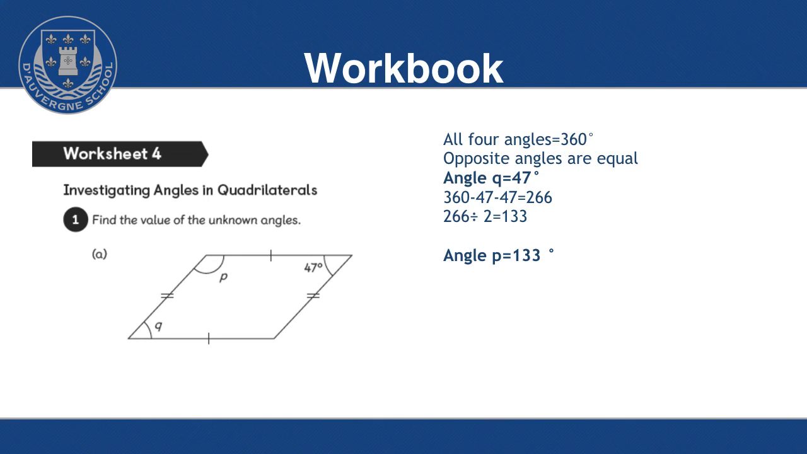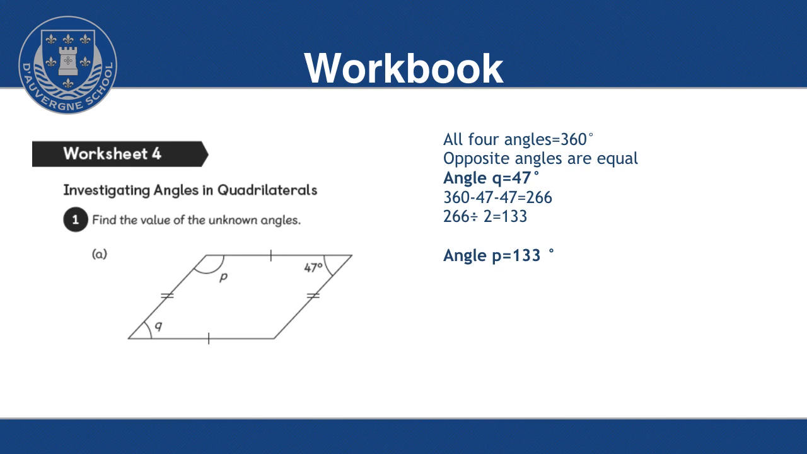So to work this out, all 4 angles are going to equal 360 degrees, and we know opposite angles are equal. Therefore, we straight away know angle Q will be 47 degrees because it's opposite. So if we did 360, take away 47, take away 47, we're left with 266. If we divide 266 by 2, that's going to equal 133. So angle P will be 133.